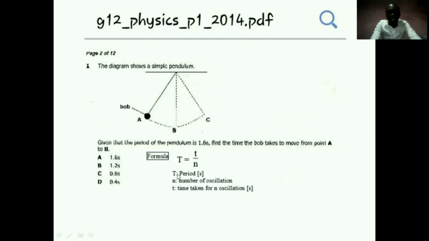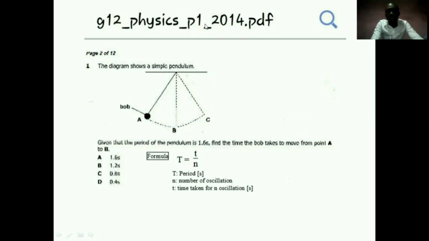The capital letter T represents the period. N represents the number of oscillations. An oscillation is one complete swing. When the bulb moves from point A to point C, and then back to point A, that is what we call an oscillation. So on the formula, N represents the number of oscillations, and t is the time taken for the oscillation, and that is what we are calculating here.